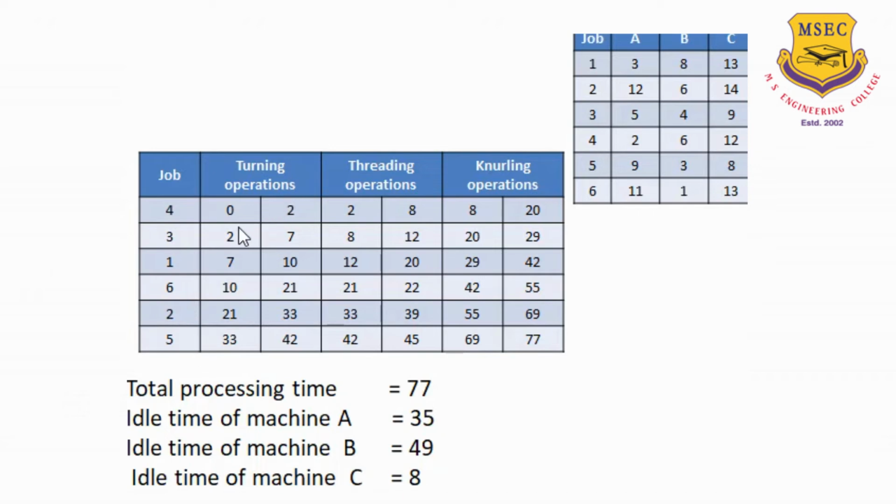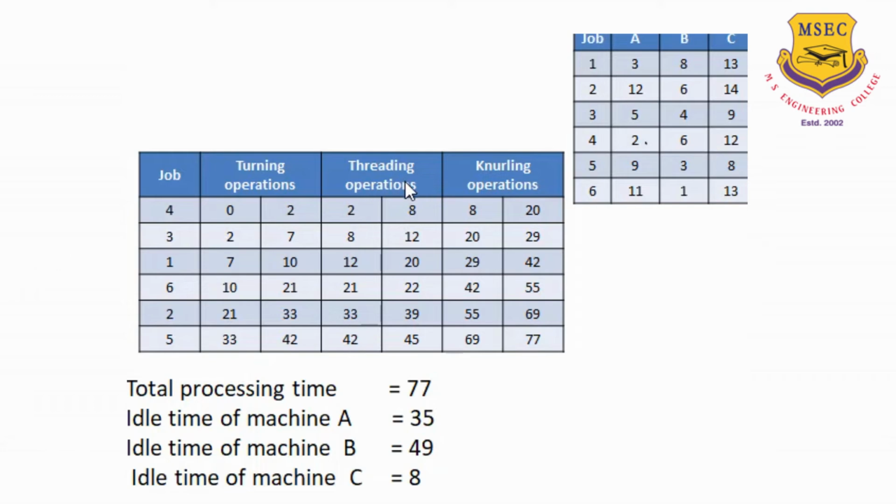So I start off with the turning operation. The first one is going to start at 0, for the fourth job on machine A. It's going to take 2 units, so it's 0 plus 2. Then it's going to start the third job on machine A at 2, and the time for the third job is going to be 5. Therefore 2 plus 5 is equal to 7. So again it's going to be 7 for job 1. Job 1 on A is going to take 3, so that is 7 plus 3 is equal to 10. So that's how I'm going to calculate the completion time for job 1.